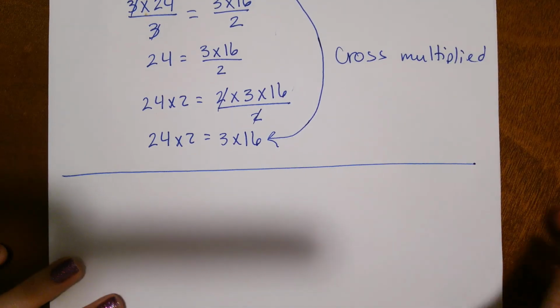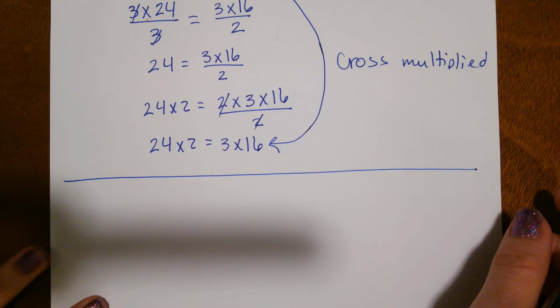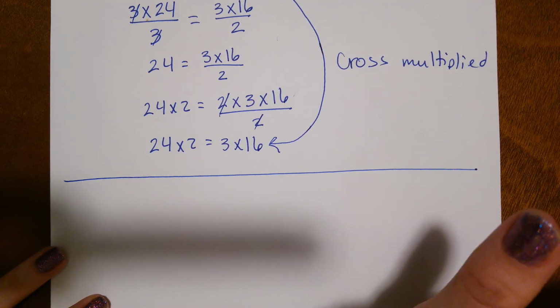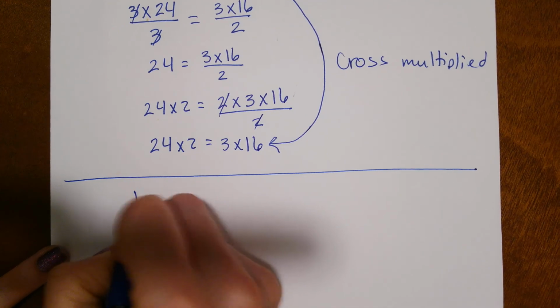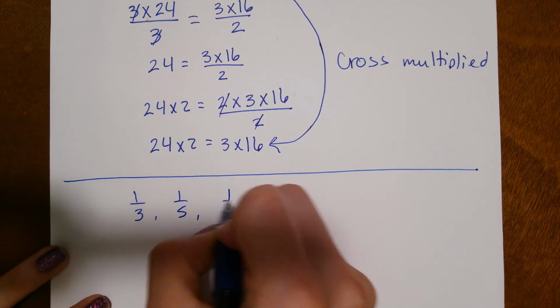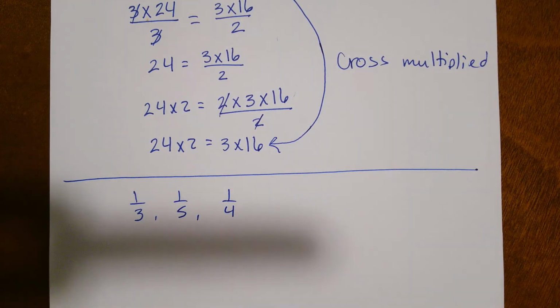So let's say that I have, real quick, I want to look at a simple ordering. So let's say I have 1/3, 1/5, and 1/4. Since they all have a numerator of 1, and I'm just dealing with these single unit fractions, these are pretty simple to put in order.